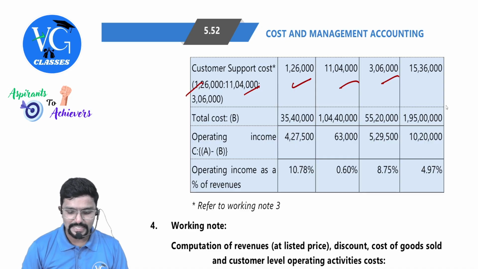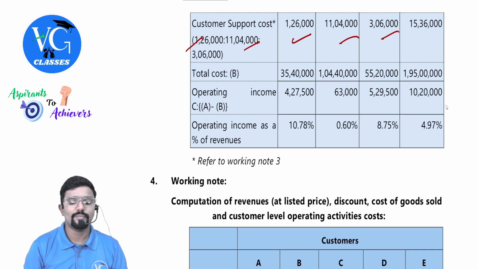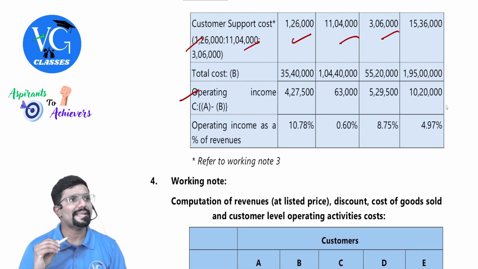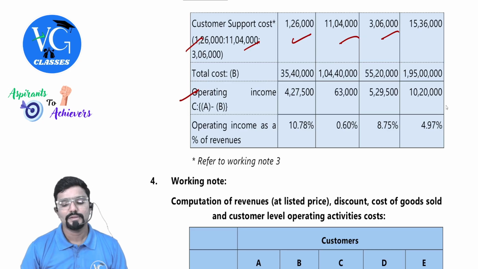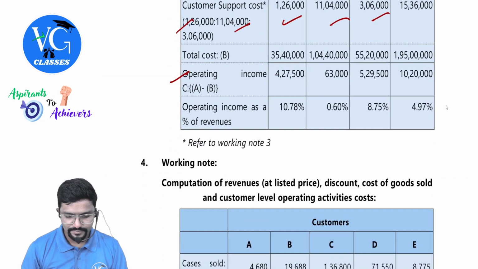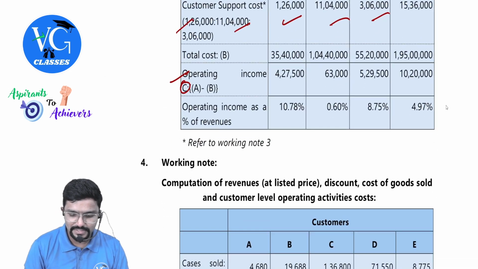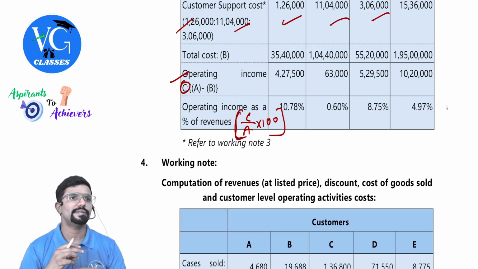Okay. Total cost. Now reduce total cost from what? Revenues. What do you get? Operating income. Now calculate the percentage. Divide the operating income by revenues, guys. Revenue is given as A, no? So this is given as C. So divide C by A into 100. C by A into 100.